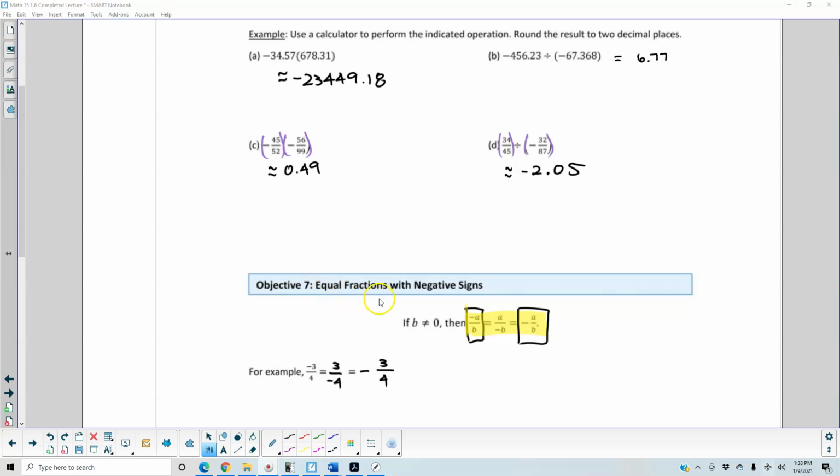Objective 7, equal fractions with negative signs. If b does not equal 0, then we can say that negative a over b is also equal to positive a over negative b, which also equals negative of a over b. So for example, if our numerator is negative 3 and the denominator is a positive 4, it's the same thing as making the numerator 3 positive and the denominator negative. That means one of them is negative. Or we can say that the entire fraction is negative, which would be negative 3 over 4.